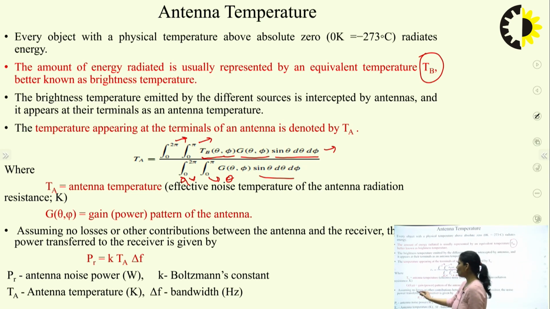Now assuming no losses between the transmitting antenna and the receiving antenna, PR is equal to K TA delta F. PR is the antenna noise power, where K is the Boltzmann constant, TA is the antenna temperature in Kelvin, and delta F is the bandwidth in Hertz. So when there are no losses in the power transferred from transmitter to receiver, PR is equal to K TA delta F.